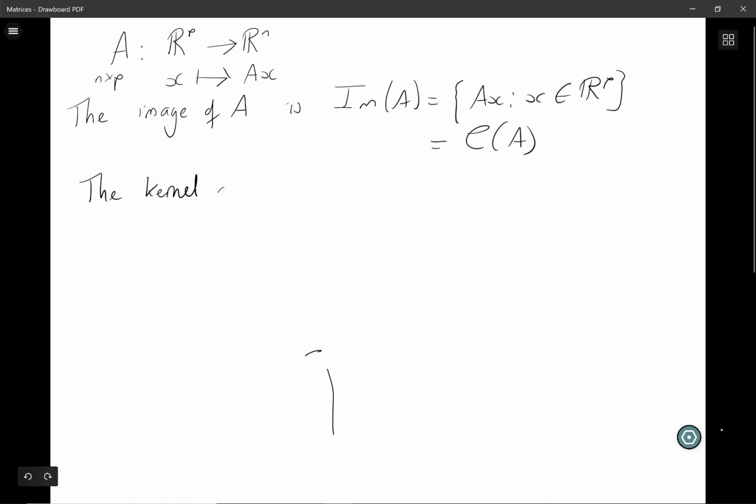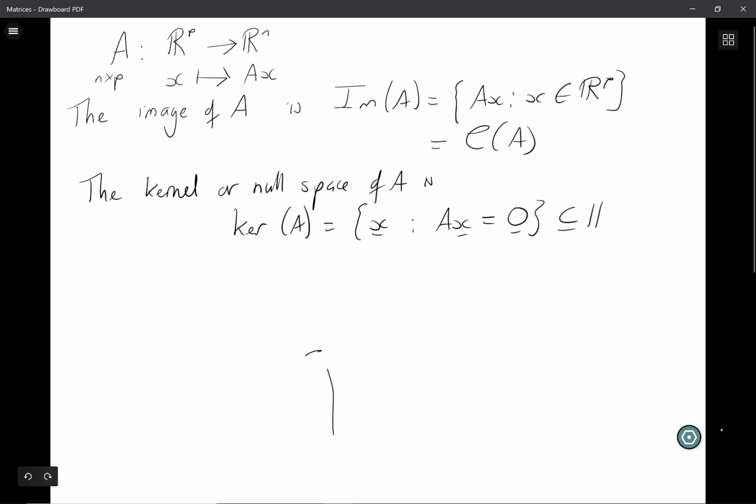So the kernel or null space of A, let's say the kernel of A, is the set of all vectors x such that A times x is 0. And this is a subset of our space Rp.